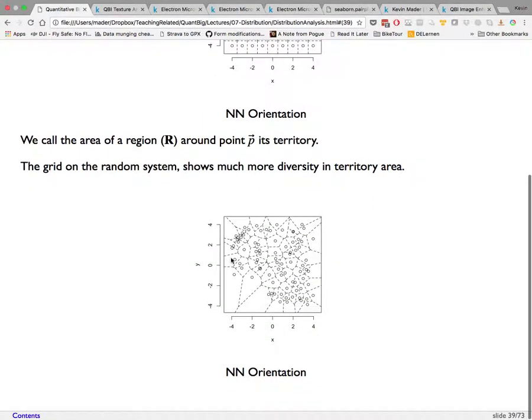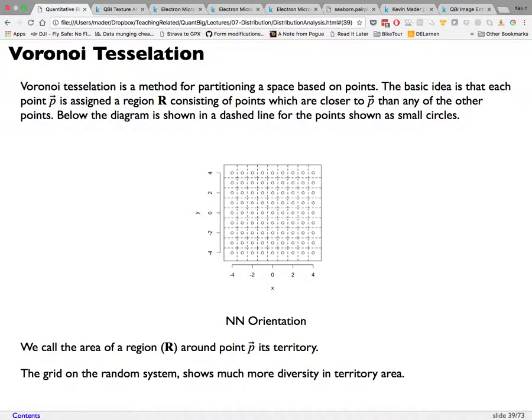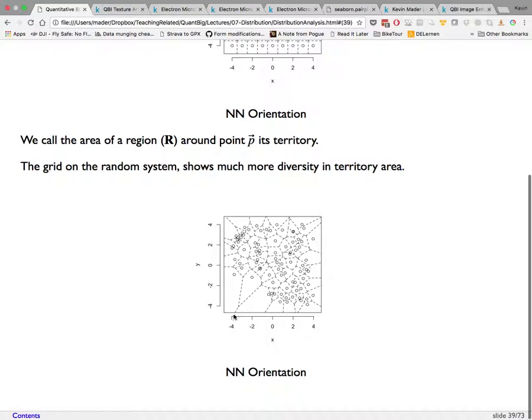And as we can see, in a random system, this is much more interesting. We get a much larger distribution of what a territory actually means. And so this cell has a very, very large territory, and these cells here have very, very small ones. And so we can use this to actually calculate density. And so when we looked at the approach we had before of calculating density, you drew little boxes, and you said, there's 5 cells inside this box. Therefore, the density here is 5 per square millimeter.